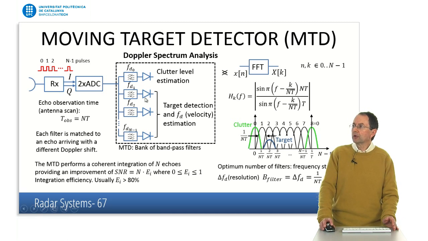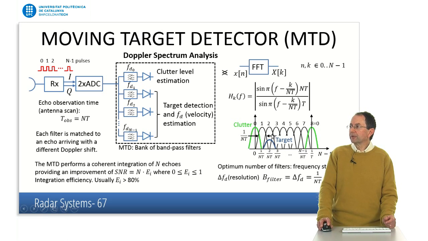How to do that? We use a bank of narrow band filters that process the signal at the output of the receiver in parallel. These filters are narrow band, and they are placed one beside the other in such a way that all these filters cover the complete non-ambiguous range of the Doppler spectrum.